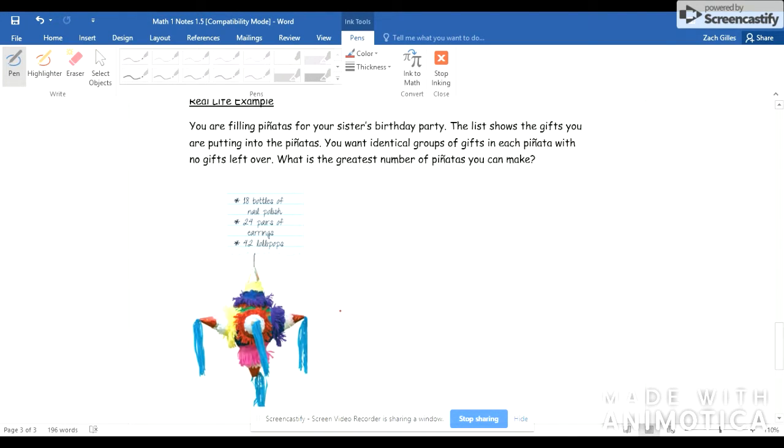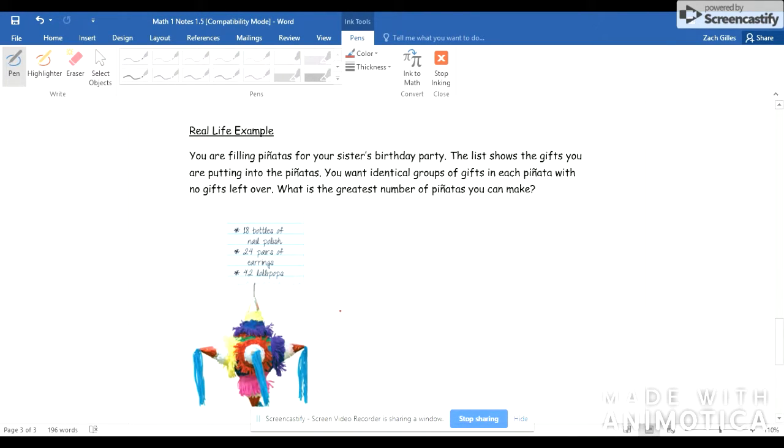All right, finishing up with the greatest common factor for a real life example. You are filling piñatas for your sister's birthday party. The list shows the gifts you're putting in the piñatas, and you want identical groups of gifts in each piñata with no gifts left over. It's the greatest number of piñatas you can make. Okay, so here's our supplies.